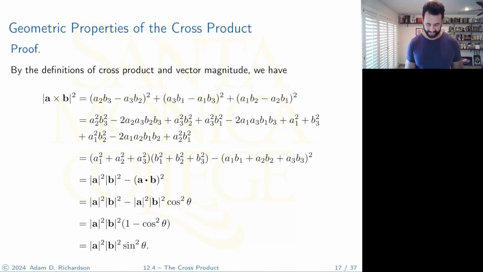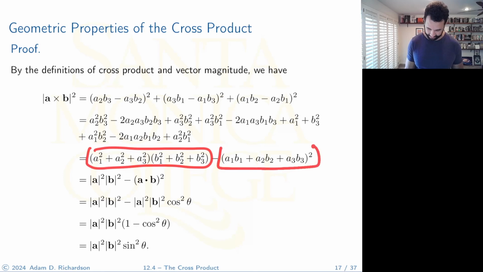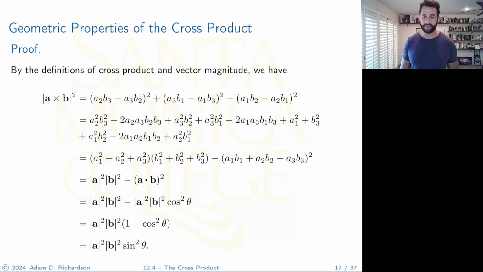I want to point out this line continues to this other line here. Then what you can do is you can factor part of it, and you can factor another part of it, so you get this. There you go, really just performing factorization. And then the thing to recognize is that this expression right here is the magnitude of A squared. And this one is the magnitude of B squared. And this one right here, that's the dot product of A and B, squared. So we get the next line right here.